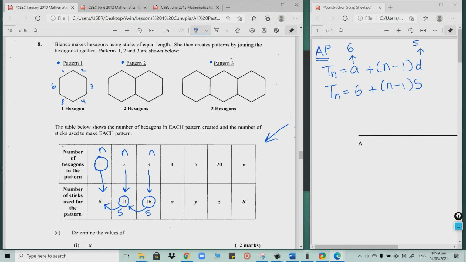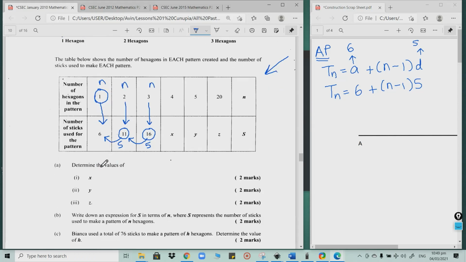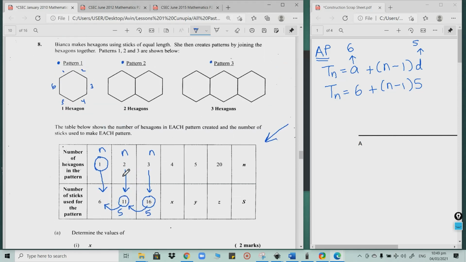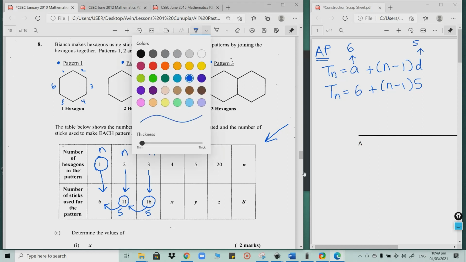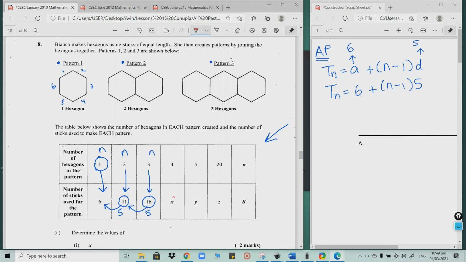In the question, they want us to find the values of x, y, and z. So I have a good feeling we're going to have some algebra to do. Let's get started. Let me change the color here, the blue is getting a little faint. Let's find x here. x is when the n value is 4. So we are trying to find the value of x when n is 4, so we're trying to find T4.